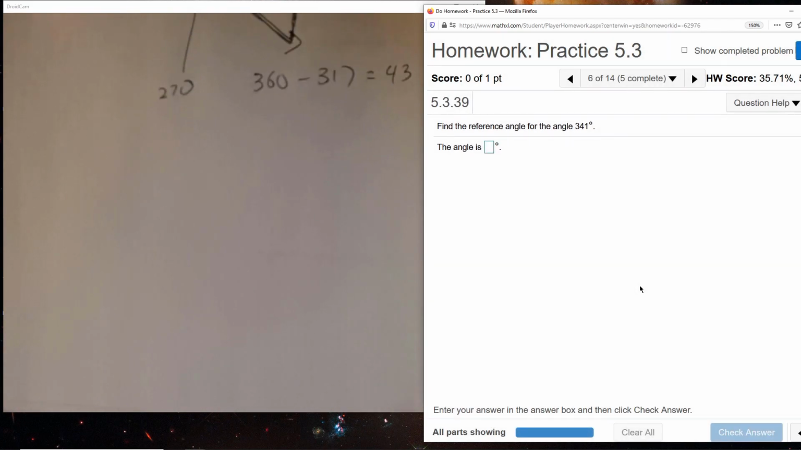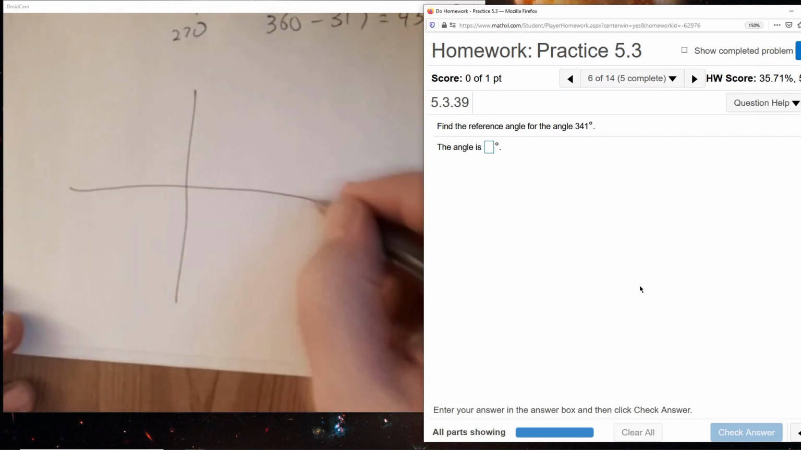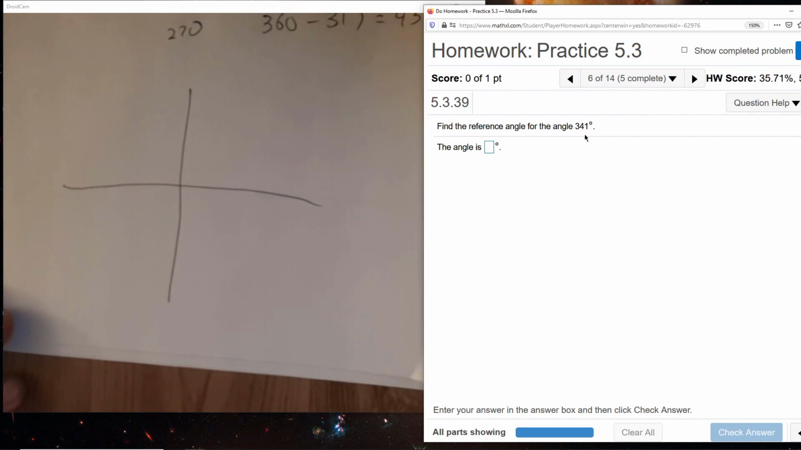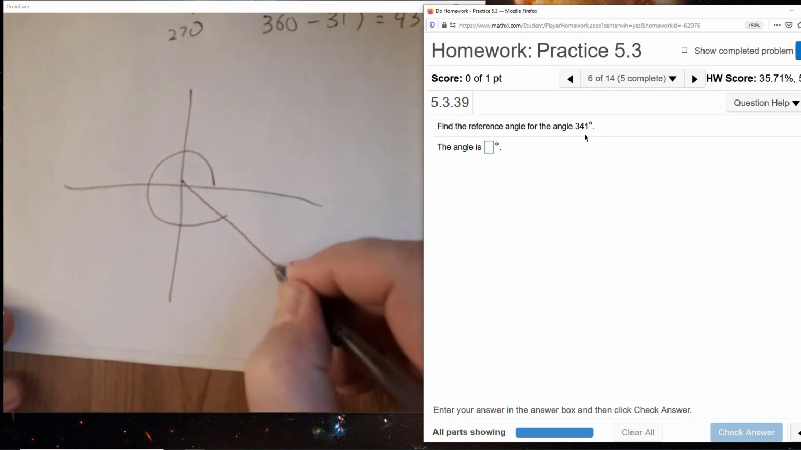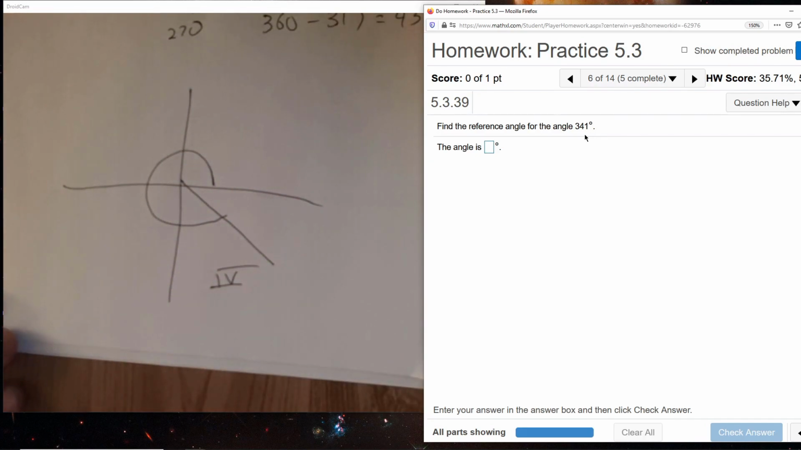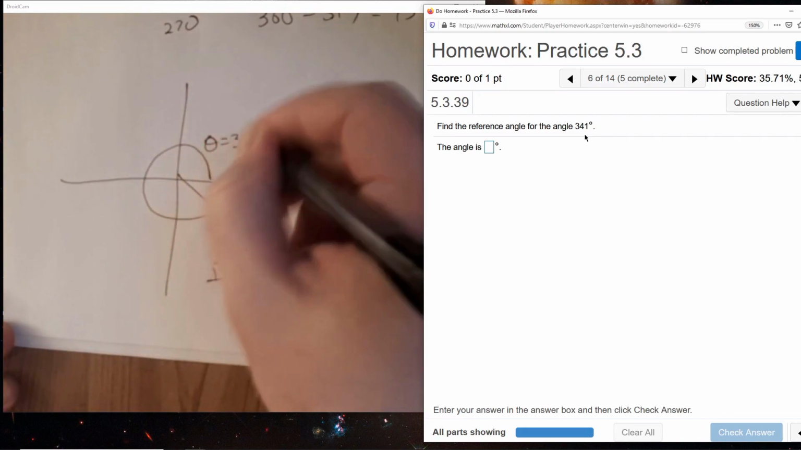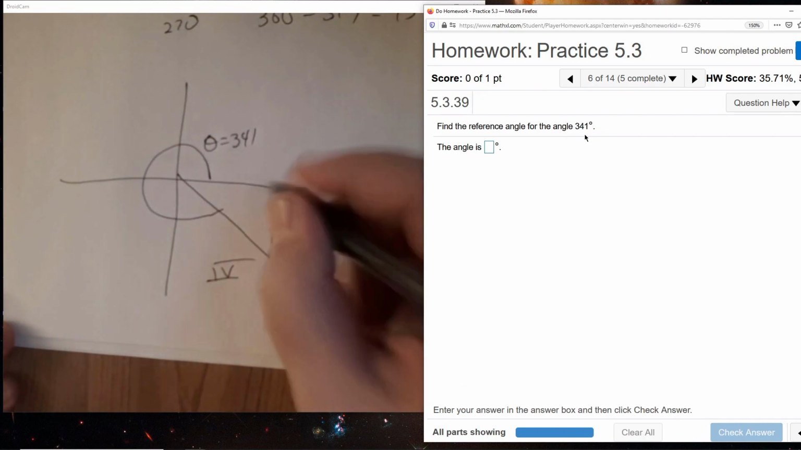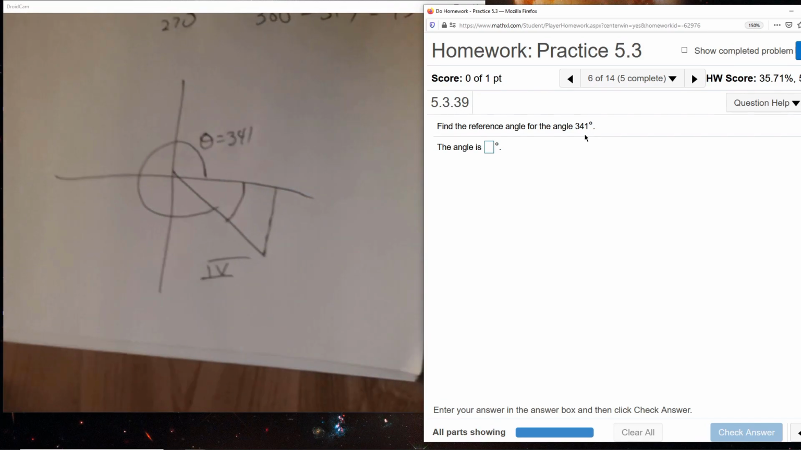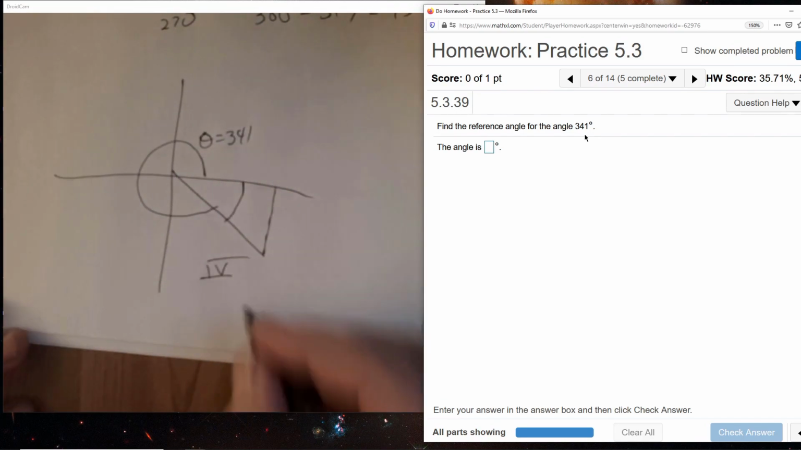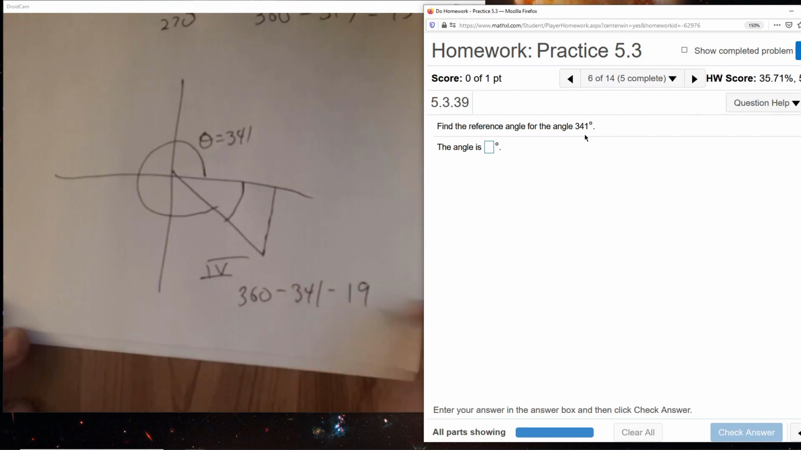Oh, well, the random number generator not giving us too much variety here, because 341 is also in the fourth quadrant. So we'll draw our right triangle. There it is, a fourth quadrant. We want to figure out what the interior angle here is, the reference angle. And to get that, we'll do 360 minus 341 to get 19.